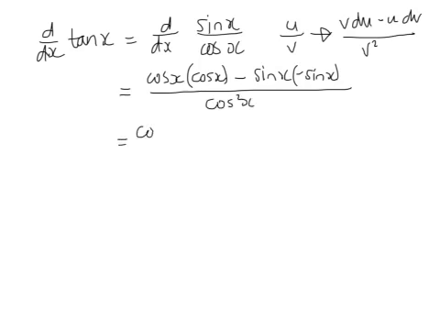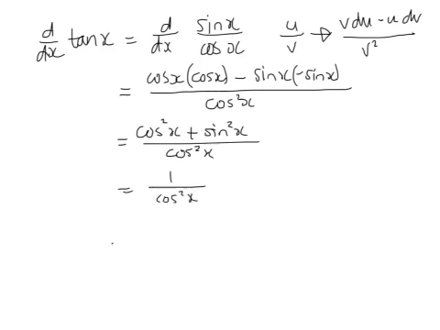So what have we got? Cos squared x plus sine squared x over cos squared x. The top is 1, you know that from C2. 1 over cos squared x, that's just sec squared x. Done.